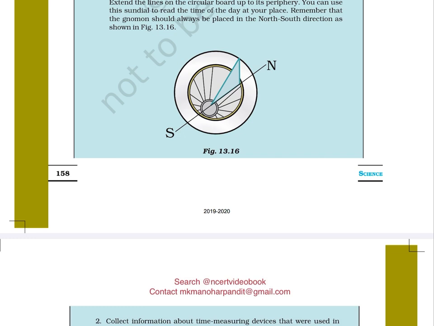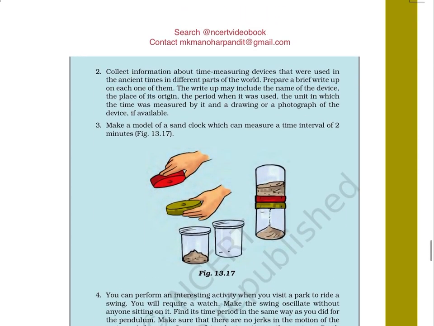Page 159. 2. Collect information about time measuring devices that were used in the ancient times in different parts of the world. Prepare a brief write-up on each one of them. The write-up may include the name of the device, the place of its origin, the period when it was used, the unit in which the time was measured by it, and a drawing or a photograph of the device, if available.